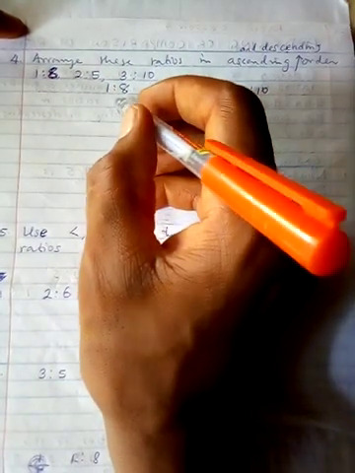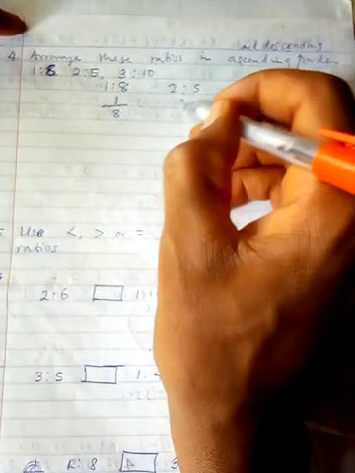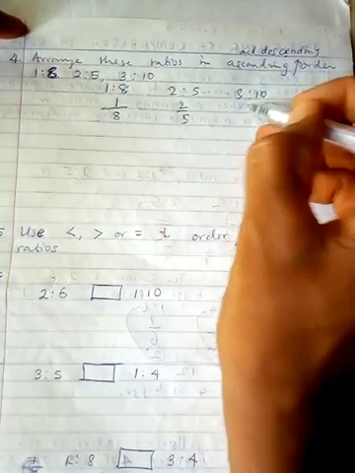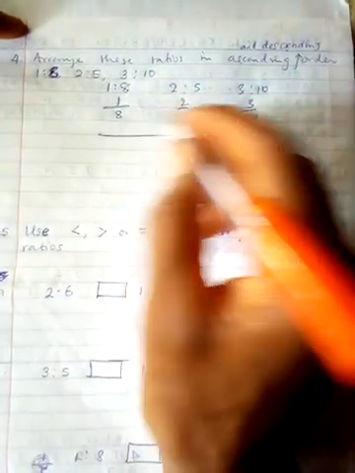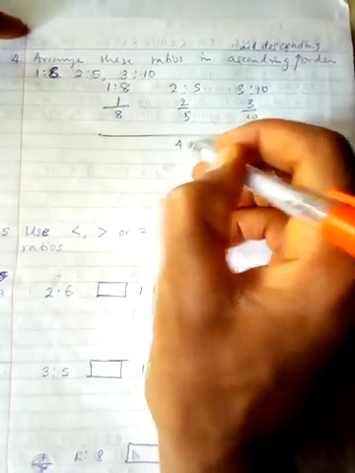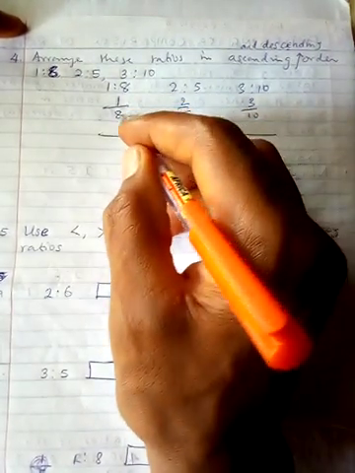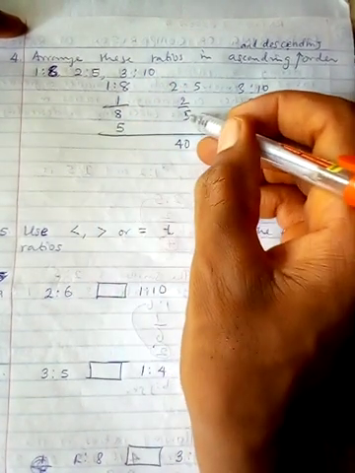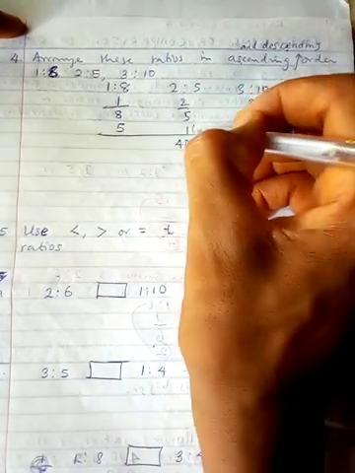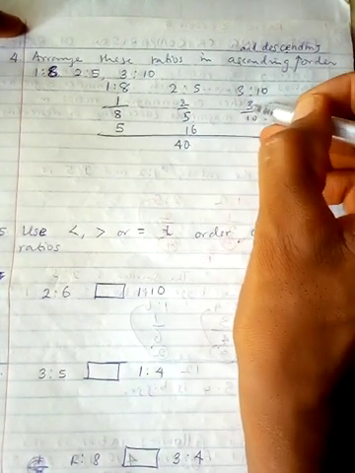First of all, let us express these ratios as fractions. This one gives us 1 over 8, this one gives us 2 over 5, and this gives us 3 over 10. Find the LCM. The LCM of 8, 5, and 10 is 40, because 40 can divide them without remainder. 40 divided by 8 is 5. Then 5 times 1 is 5. 40 divided by 5 is 8. Then 8 times 2 is 16. And then 40 divided by 10 is 4. And 4 times 3 is 12.